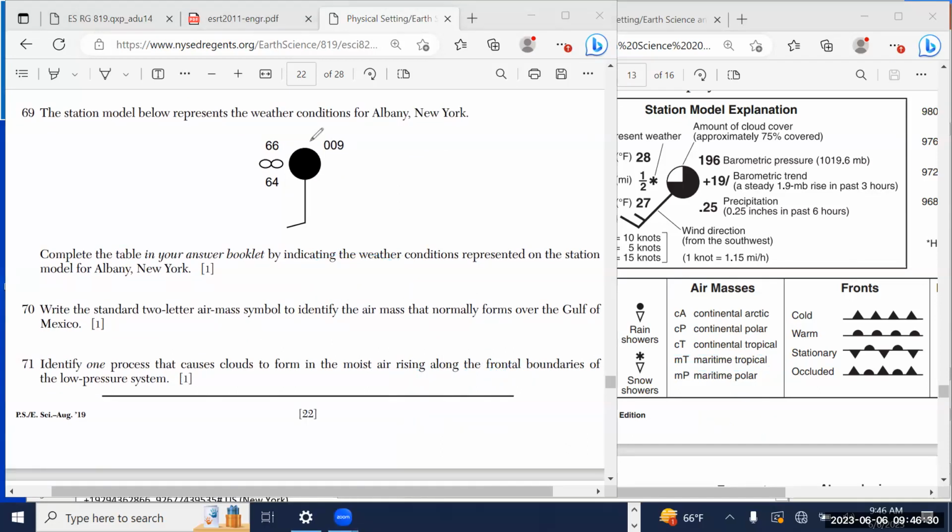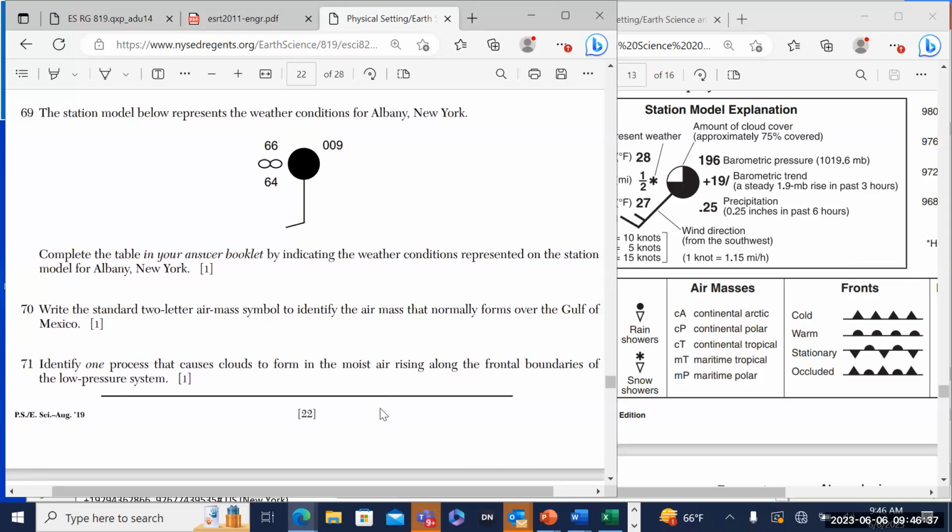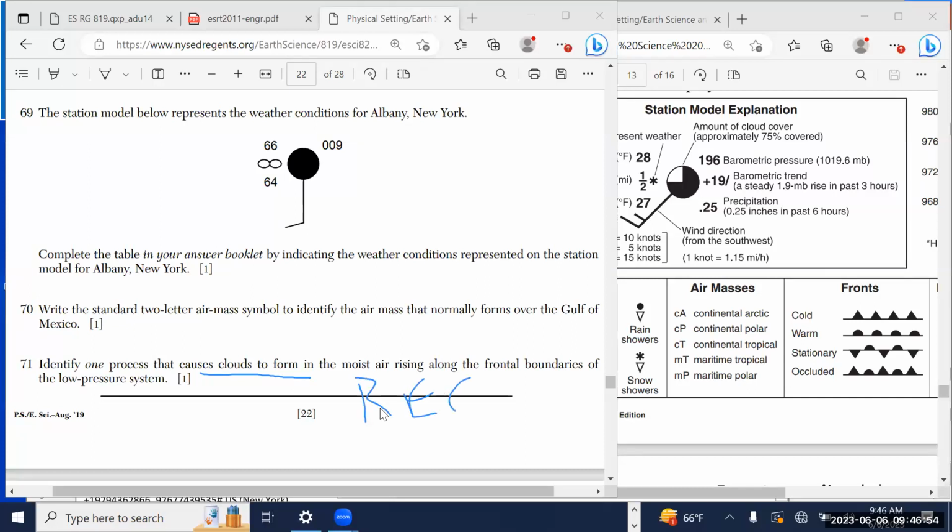It says, identify one process that causes clouds to form in the moist air rising along the frontal boundaries of the low pressure system. If we remember, when we're talking about clouds forming, the process is caused by REC, right? They tell us that moist air is already rising, which covers R. But remember, what does the rest of the letters stand for to create clouds?